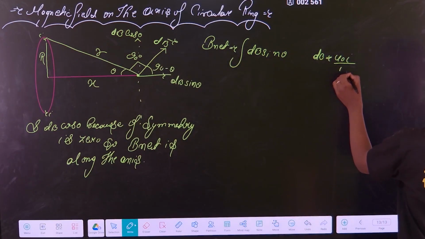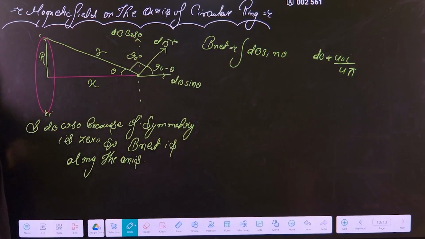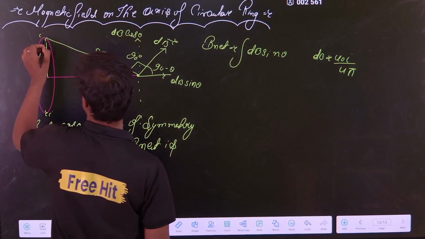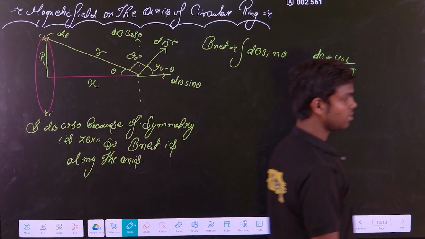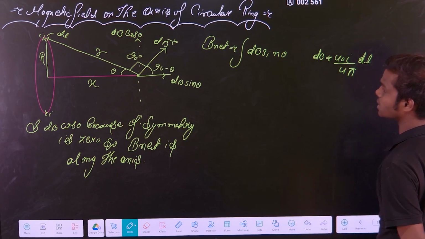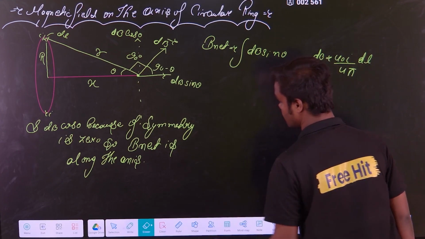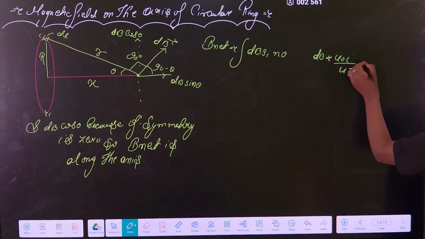Now you have to write the other values. What is that small element? We have taken a small element. You can take it as dl. Okay, that is a small element. Mu naught I dl. Then what is the angle between the dl vector and r vector? That is an important question. What is the angle between the dl vector and r vector? Obviously 90 degree. Yes or no?